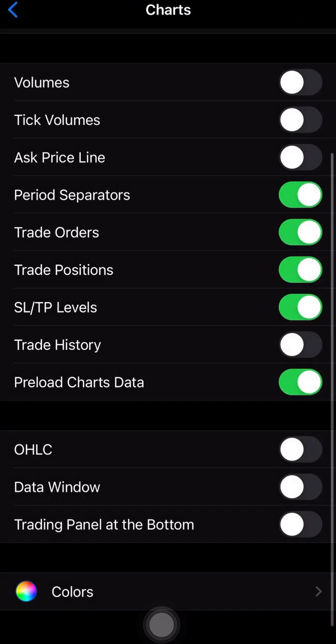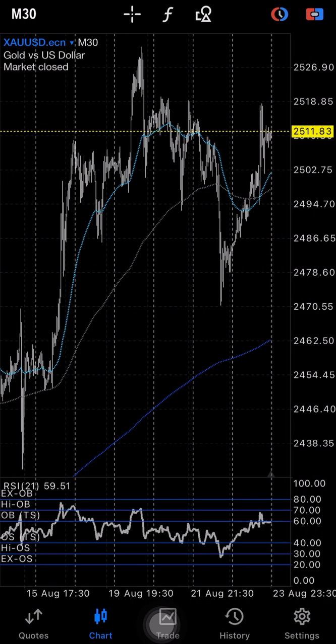So, yep, that's pretty much it, guys. That's what I wanted to show you guys about the chart. Once again, just tap, add your stuff in there, and yeah, happy trading.